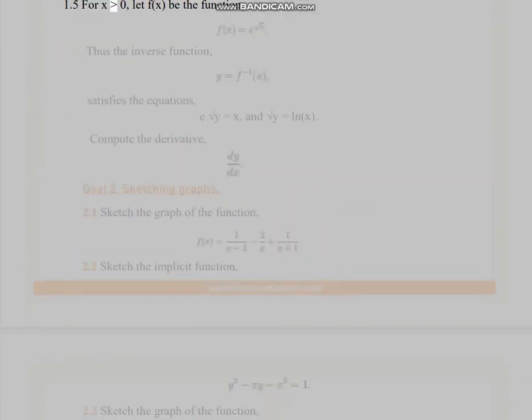1.5 For x greater than 0, let f(x) be the function. Thus the inverse function satisfies the equations e^(square root y) equals x and square root y equals ln x. Compute the derivative.